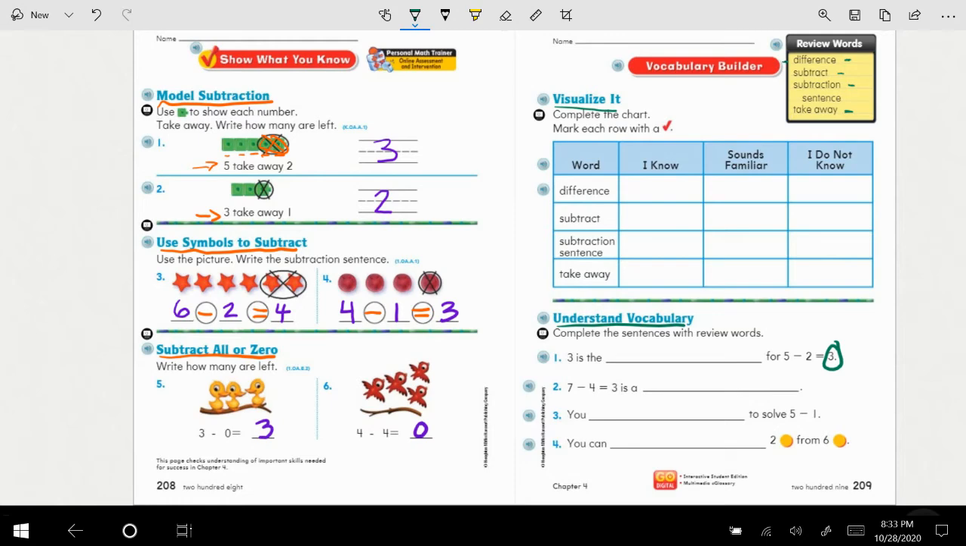Okay, did you say difference? If you said difference, you are correct. So we're going to look at difference.